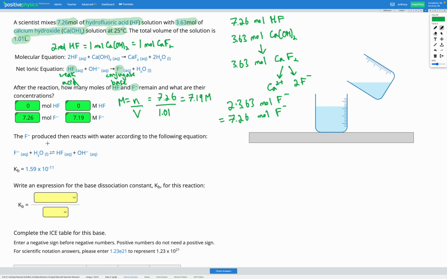So that's what we're told here. The F- produced reacts with water according to this equation here, which is exactly what we just discussed. And we've been given Kb, the base dissociation constant. Let's find an expression for the base dissociation constant for this reaction here.